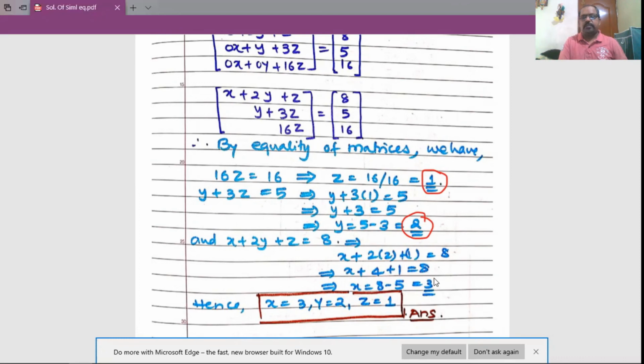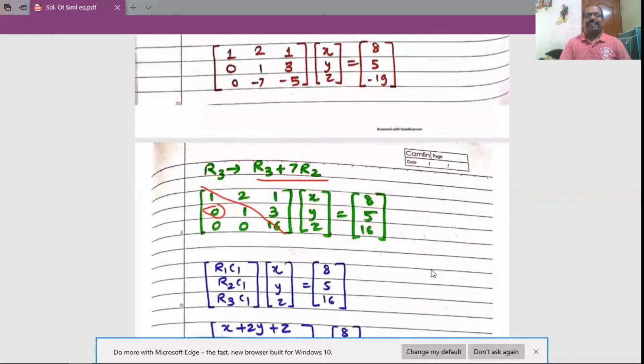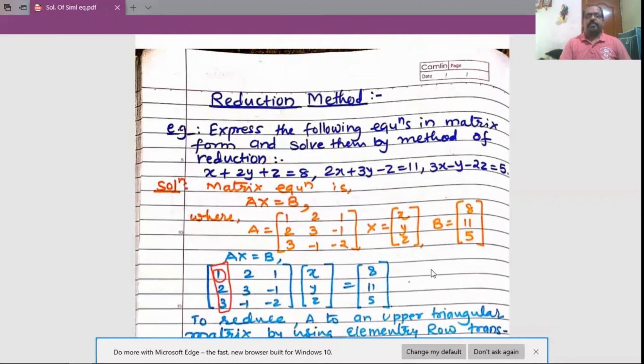So in this way I have the values of x, y, z, that is the solution of the given set of simultaneous equations, 3 equations with 3 variables. So in this way you can find the solution of simultaneous equations by using matrices. It is one of the important methods of finding the solutions of simultaneous equations using matrices, and this is method number 2, known as the reduction method.